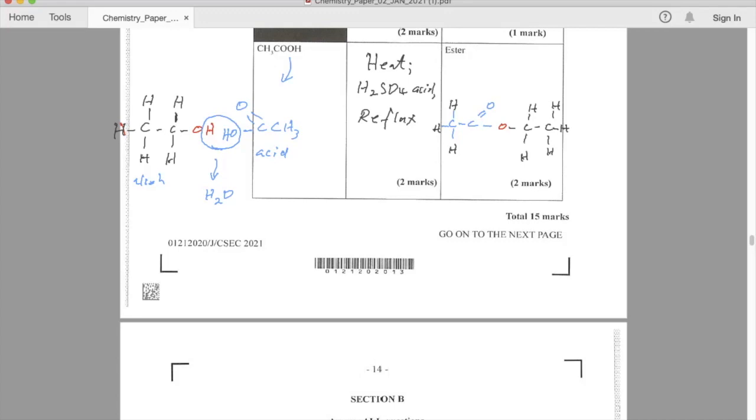And this is pretty much it for the first 3 questions. The first half of the CSEC Chemistry Paper 2 for January 2021.